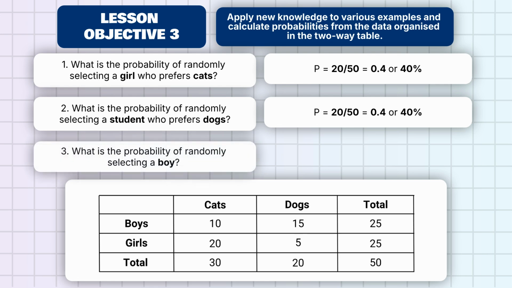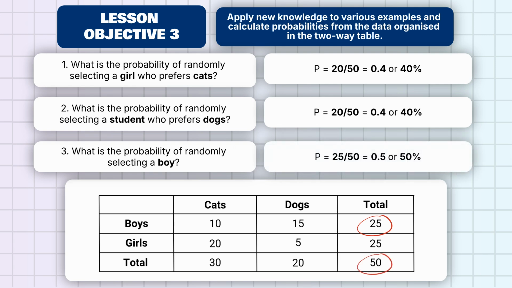Question 3. What is the probability of randomly selecting a boy? First, find the total number of boys, which is 25. Then divide this by the total number of students. The probability is 25 over 50, which equals 0.5 or 50%.